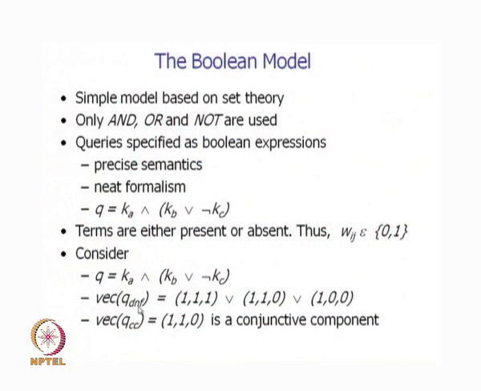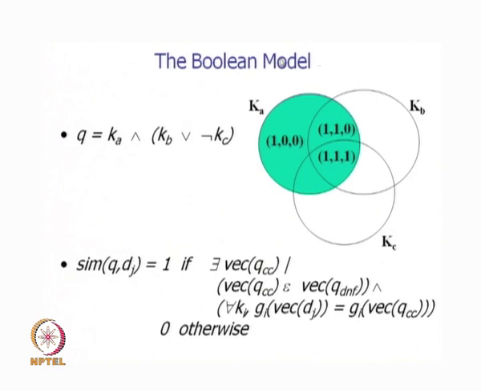So, now we look at the slide again, and we have the q DNF vector form in this way: 1 1 1 or 1 1 0 or 1 0 0. A conjunctive component of vec q DNF is one of the elements which is linked by OR with other elements. So, 1 1 0 is a conjunctive component.